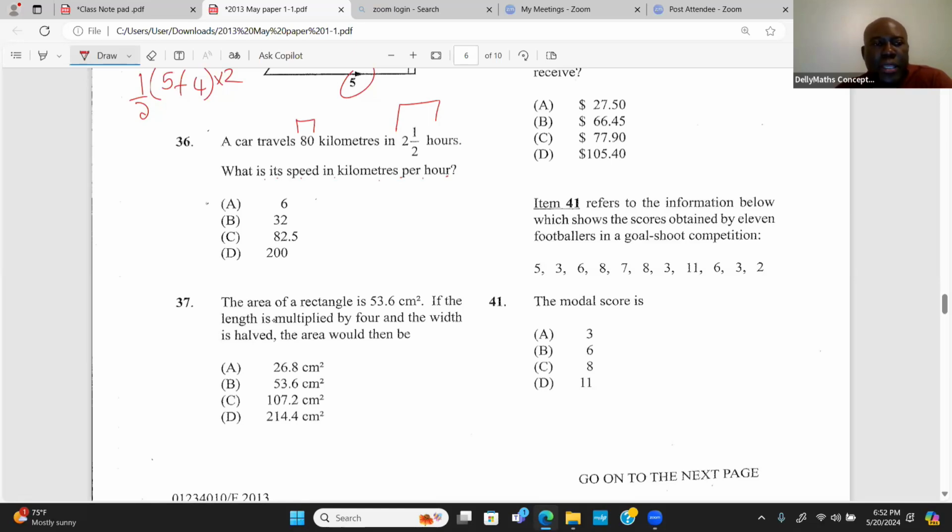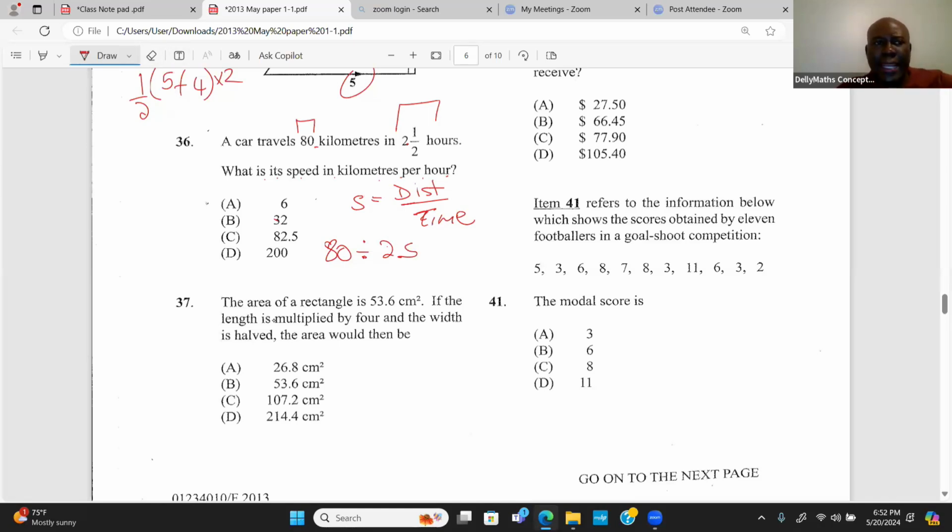What is speed? If you know anything, you'd say speed is your distance over your time. So speed is your distance over your time. So many ways you can do this. This is your distance, divided by your time. All right. And your time is 2.5.